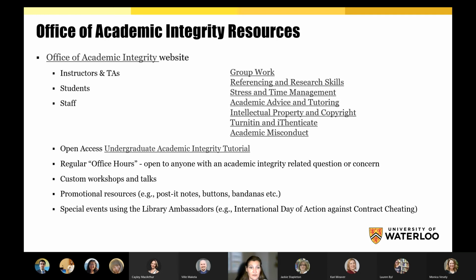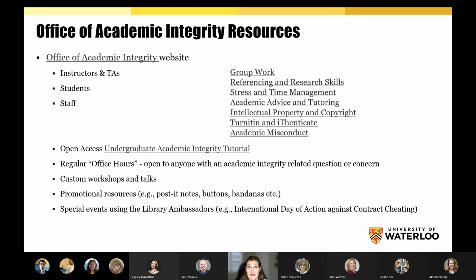We also have promotional items. We usually give out post-it notes that direct students to our website. We also have buttons and bandanas and usually some other different giveaways that sometimes we can bring into class for you, which helps grab the attention of your students.